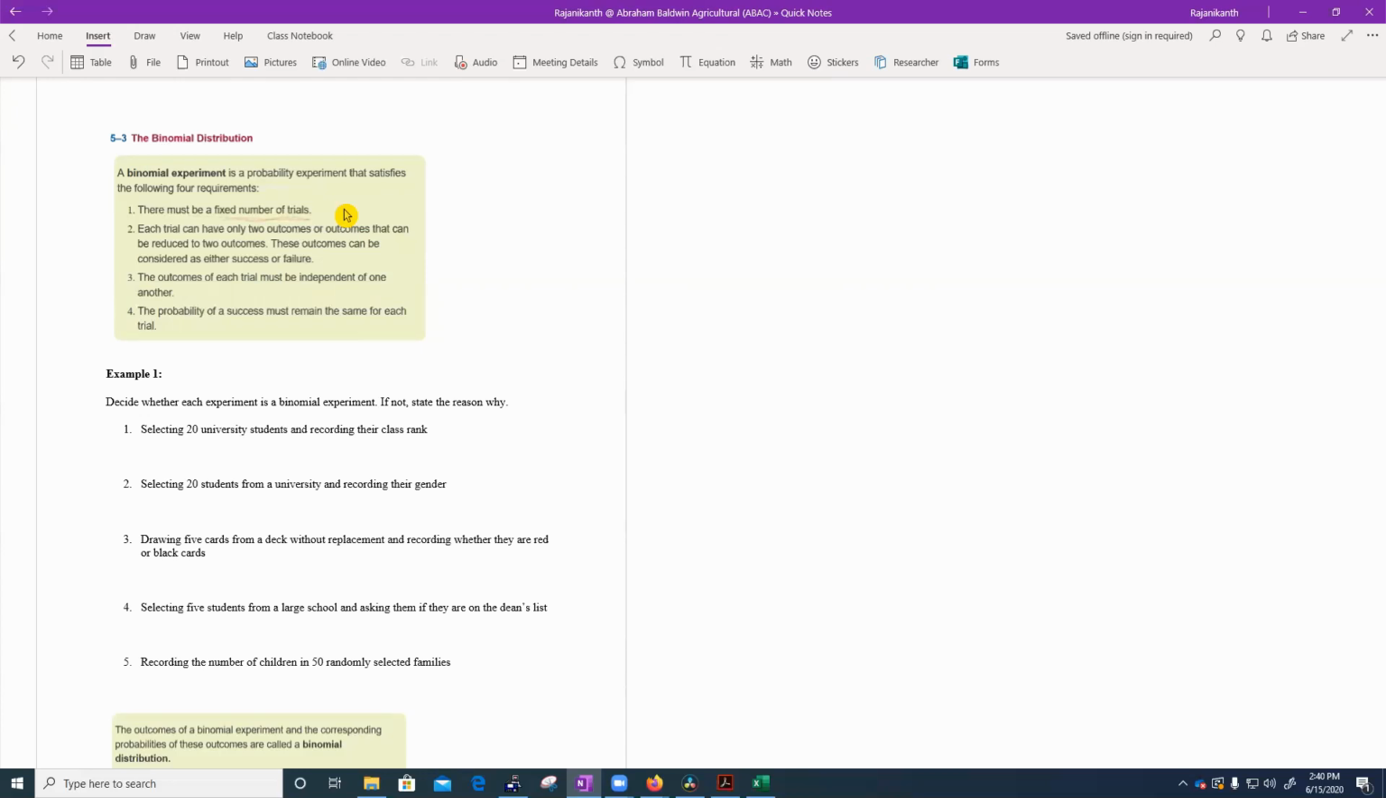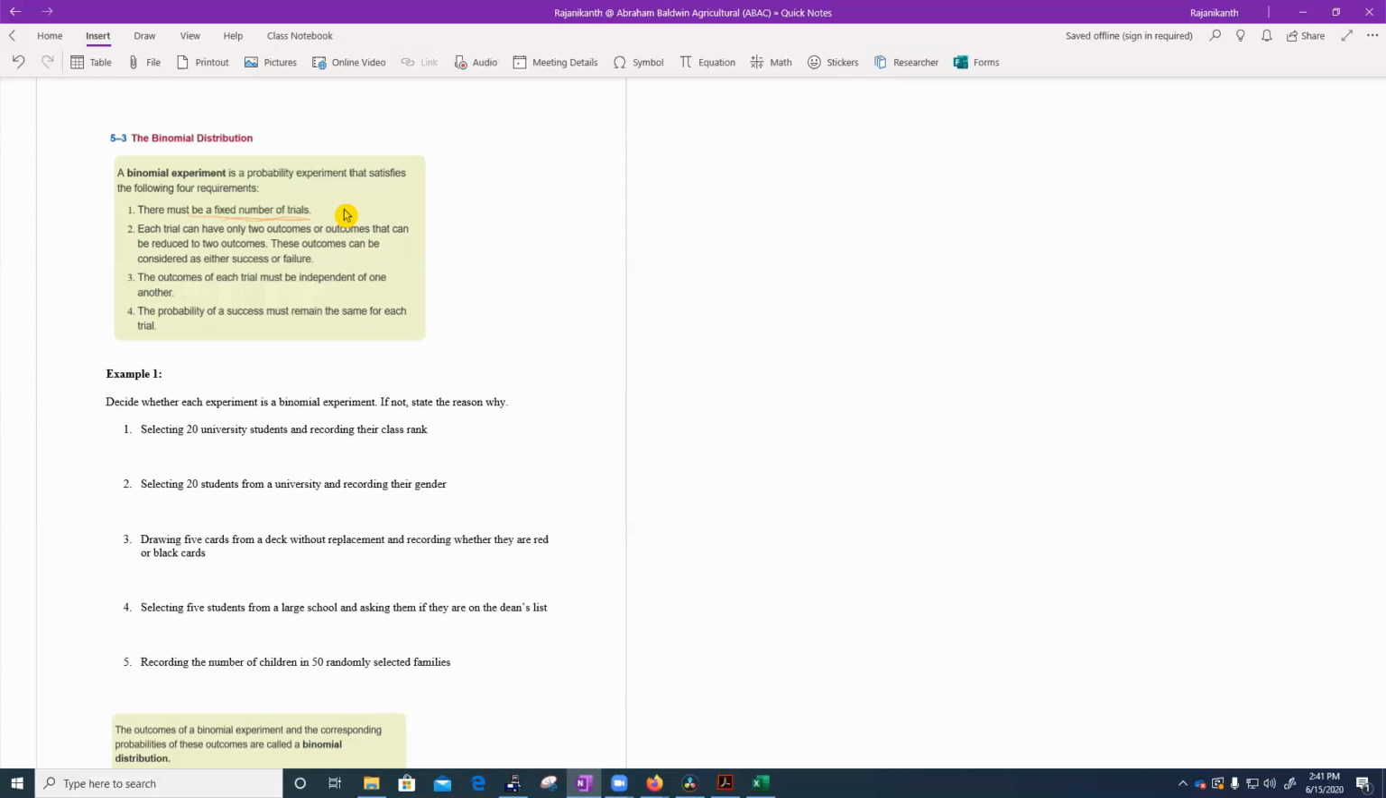That means you should have a limited number of experiments or trials. The second one is that each trial can have only two outcomes. When you perform a trial, you should have exactly two outcomes. These outcomes can be considered as either a success or a failure.